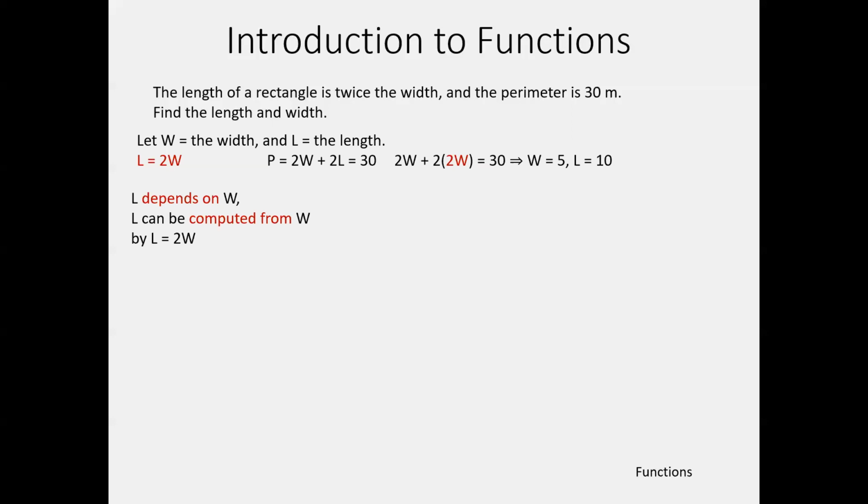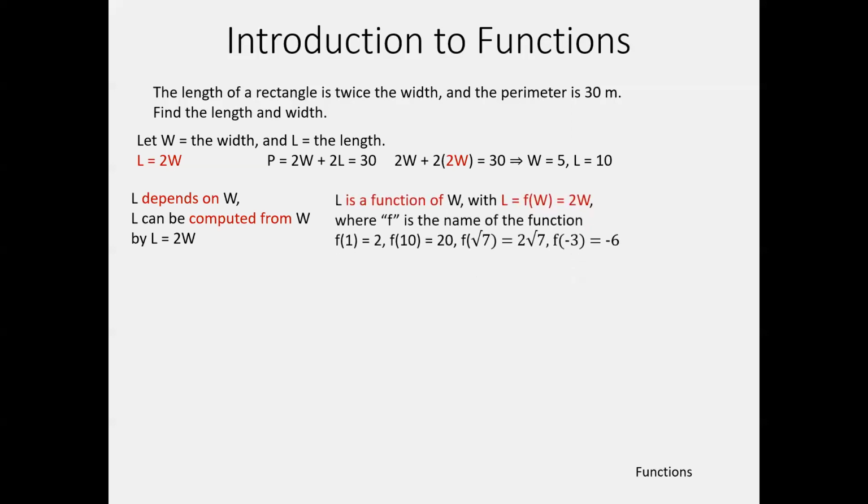The idea that L depends upon W, that a variable depends upon another variable: we say that L is a function of W. We write it as L is equal to f of W, and f of W is in fact this 2 times W, twice W. F is the name of the function, and f of W is this very interesting new notation. So f of 1 is 2, because whatever you put in for W, the function will give you twice that. So f of 2 is 2 times 2, f of 10 is 2 times 10, et cetera.